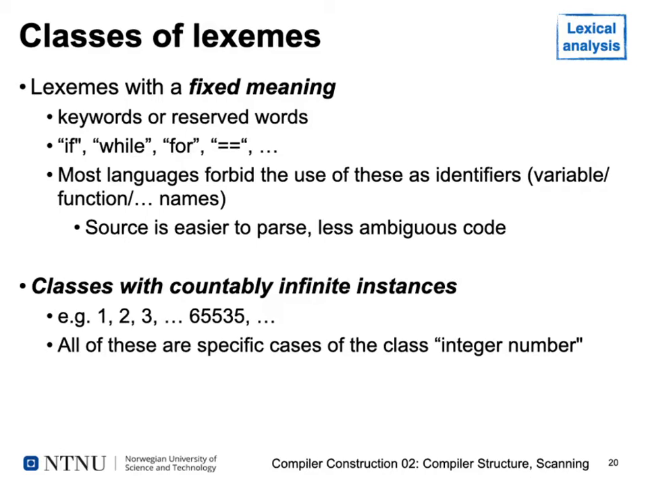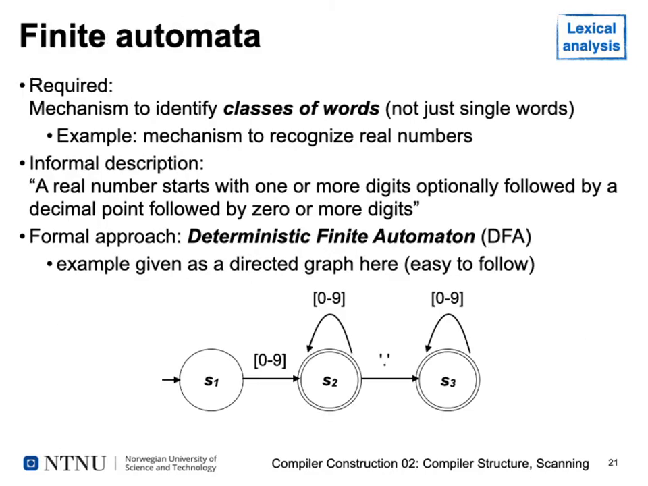So if we encounter something like this, which can have arbitrarily many characters, like it can have 1 character for the 1, or it can have 5 characters for the 65, 5, 35, we want to assign these to a class, integer number, for example. And to do this, we can use a tool that's called a finite automaton. So what we require is a mechanism to identify classes of words.